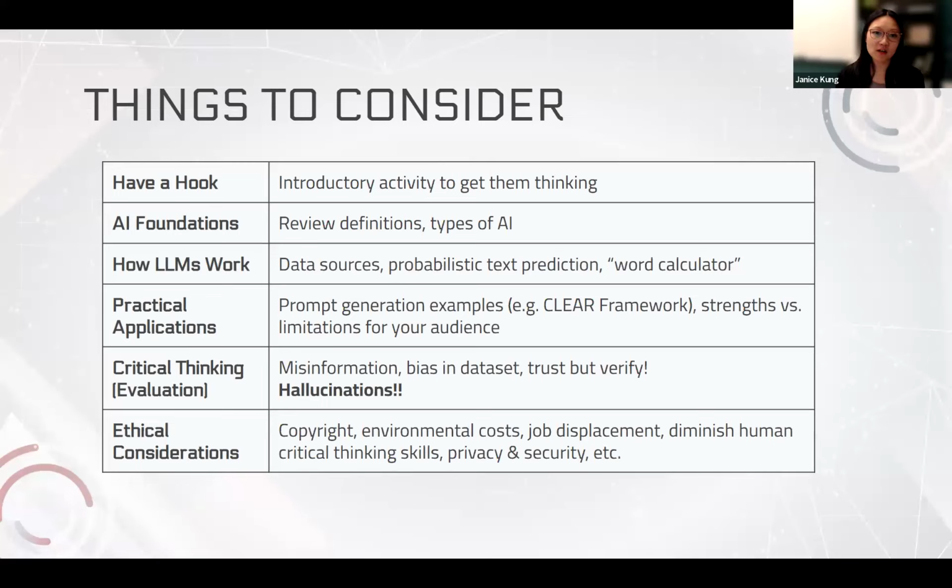The next part of the workshop I thought would be really important to discuss would be evaluation. How should they take this information when it's being generated by these tools? So critical thinking is really important, and I think people need to still understand this, that there is misinformation because there's bias inherently in the data set. And of course, there's hallucinations where it's making stuff up. So they need to have a good understanding of why it's happening and to be aware of it.